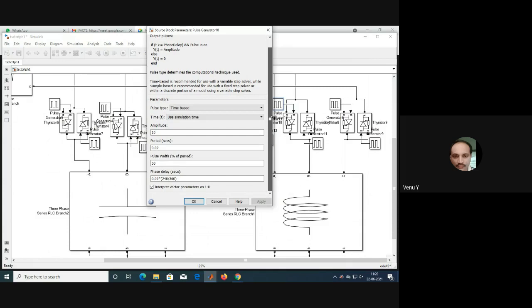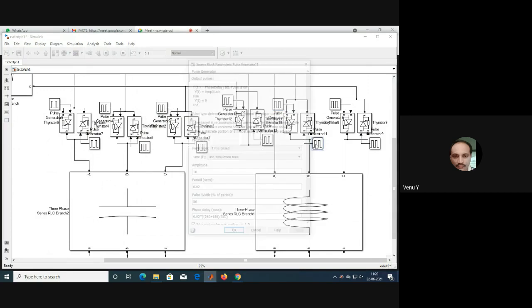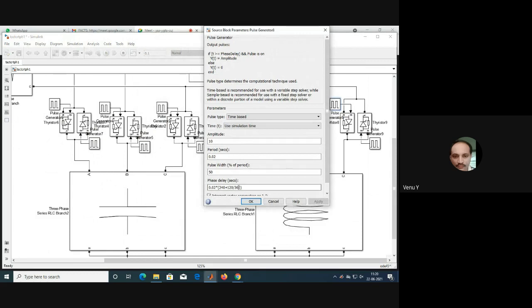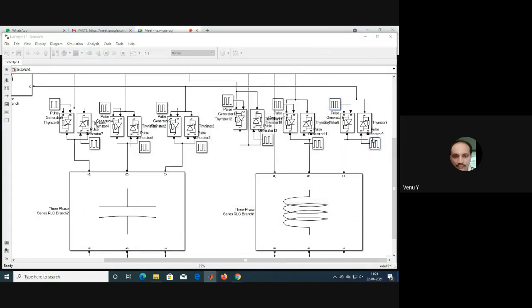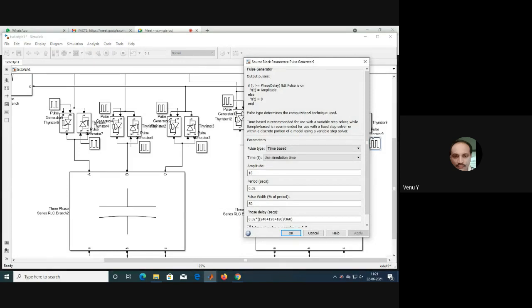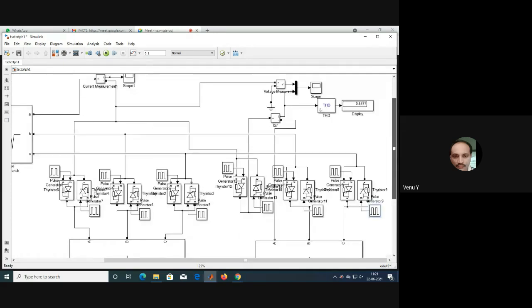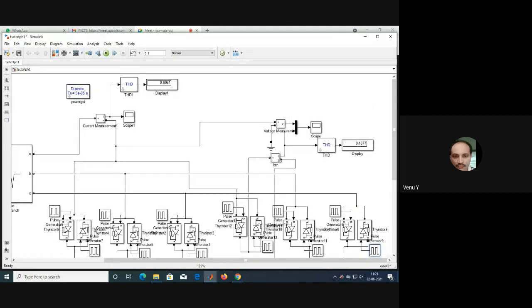You can go for other firing angles also. This is 240, 120 plus 120, 240, 240 plus 180, then 240 plus 120, or 240 plus 120 plus 180. This is the firing of TCR, and the voltmeter is connected here for voltage measurement. This is the total current, which is connected in series with the line. Now let us simulate this.